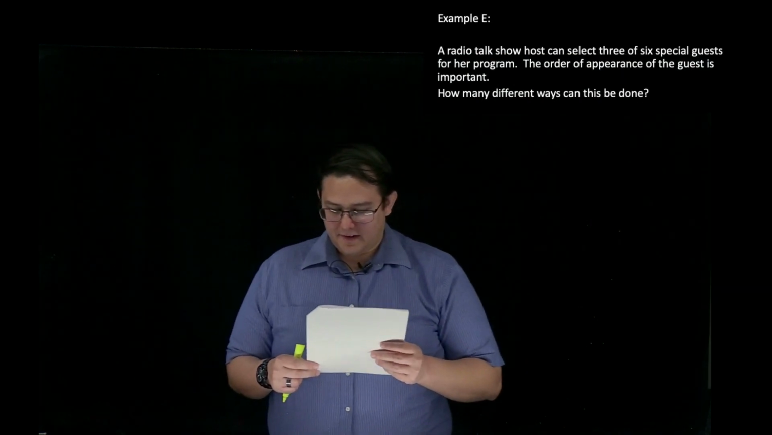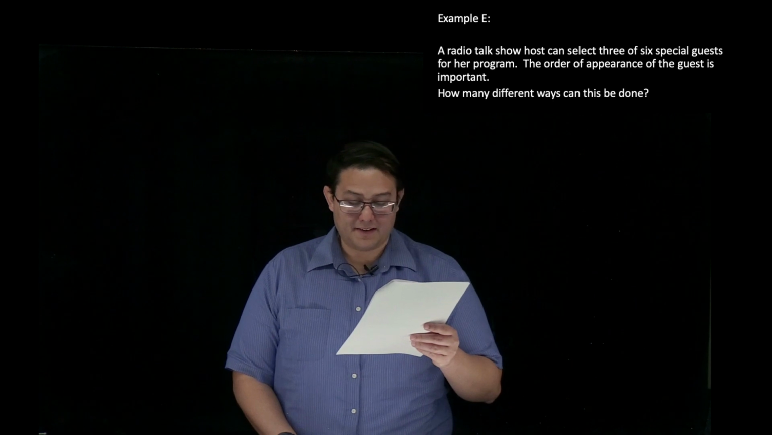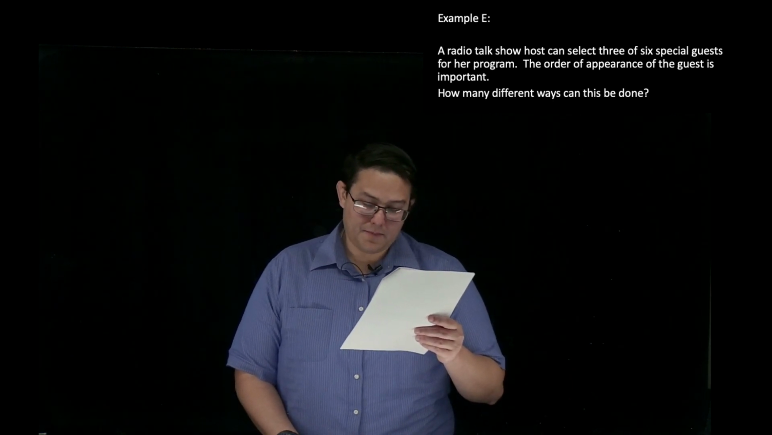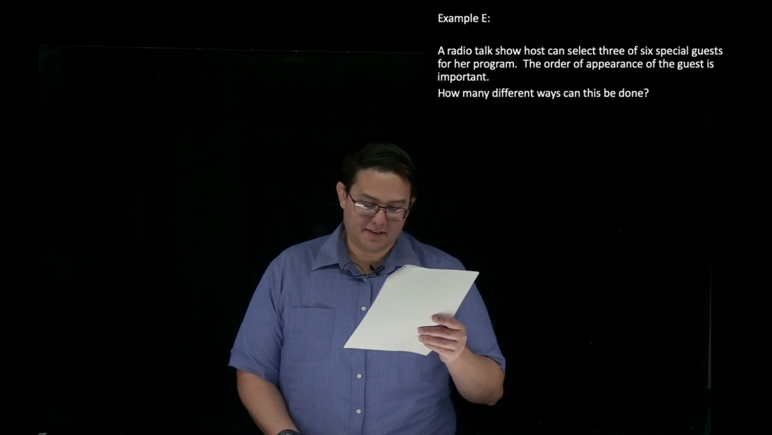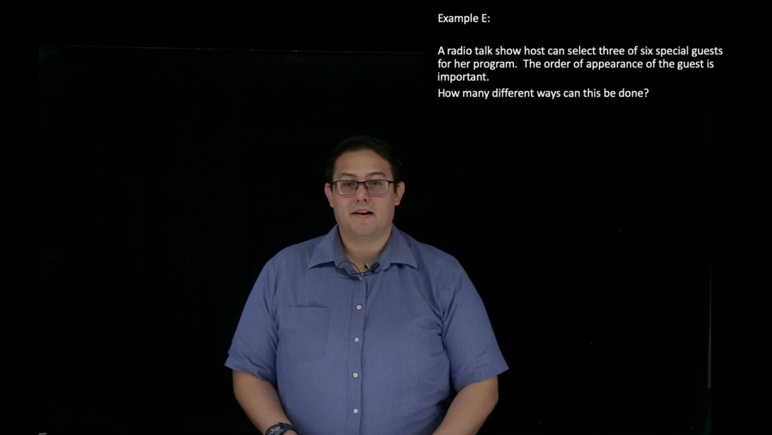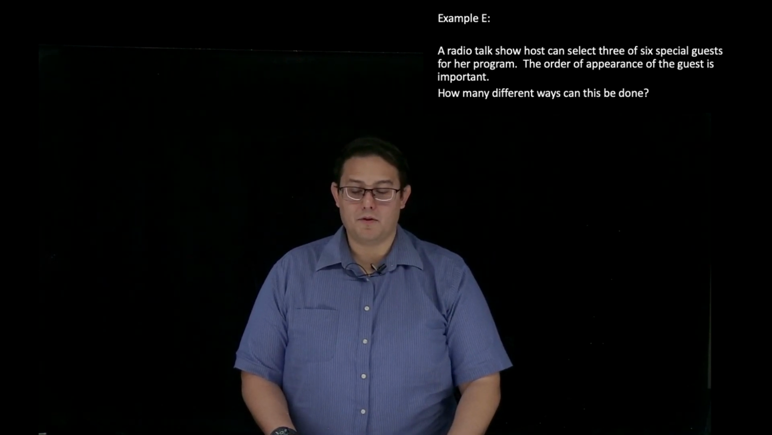All right, so for example E, we have a radio talk show host who can select 3 of 6 special guests for a program. So the order of appearance of the guests is important, and we wish to know how many ways this can be done. We're going to do this in 2 ways. First way, using the fundamental counting rule.